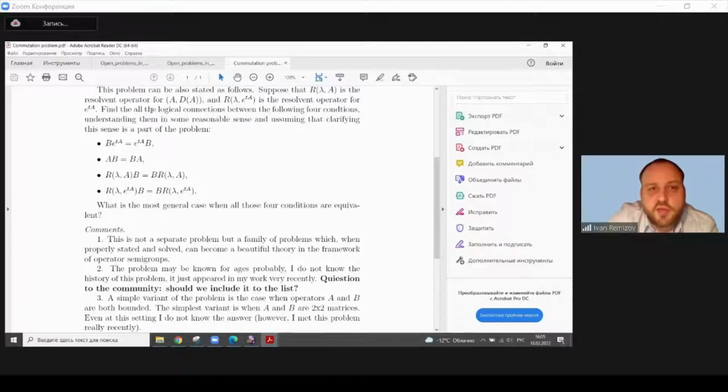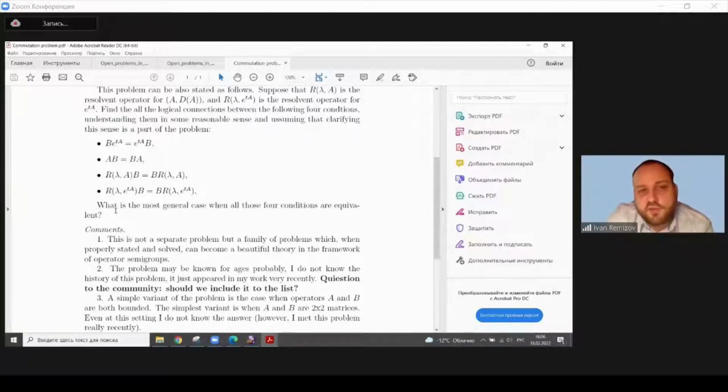Suppose that A is a generator of the semigroup, R of lambda, A is the resolvent of A, and R of lambda, e to the power tA is the resolvent of e to the power tA. Then the question is the following: find all the logical connections between the following four conditions, understanding them in some reasonable sense, and assuming that clarifying this sense is a part of the problem. These are four conditions that operator B commutes with the semigroup, with the generator, with the resolvent of generator, and with the resolvent of the semigroup. What is the most general case when all those four conditions are all equivalent?